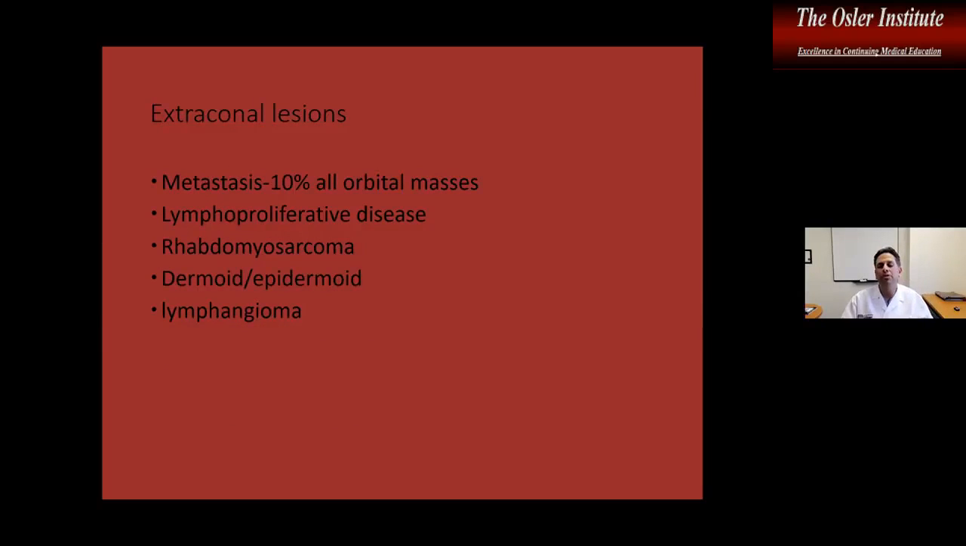Extraconal, so metastases often occur extraconally. Lymphoma is actually more common extraconally. In the lacrimal fossa, as we said, 50% of lymphoma in the orbit occurs in the lacrimal gland. Rhabdomyosarcoma occurs more commonly in the superior orbit, which is the embryonal type, but the more aggressive alveolar type can occur inferiorly.